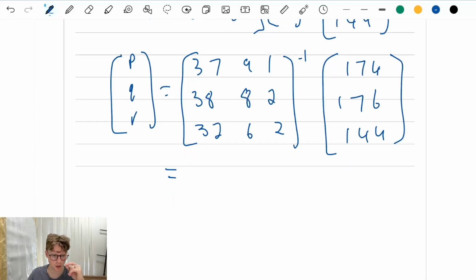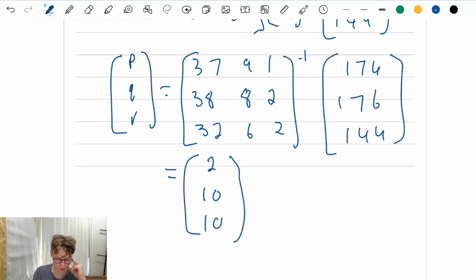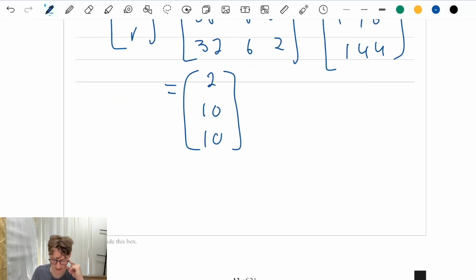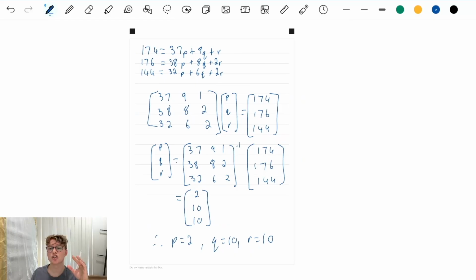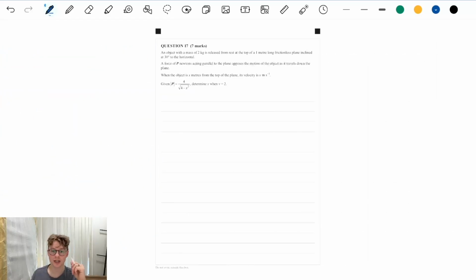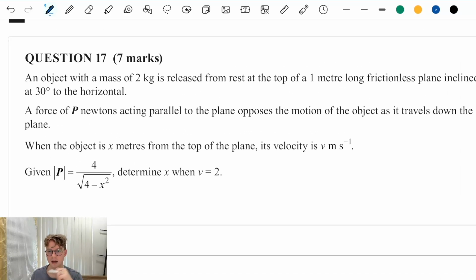For P, Q, and R, I get an answer of 2, 10, and 10. My god, I really am struggling to draw brackets today. Apologies everyone for being so messy. So therefore, P equals 2, Q equals 10, R equals 10. Okay, they are my 3 answers. Honestly, that one was huge and so much calculator work required. Like a crazy amount of calculator work required.